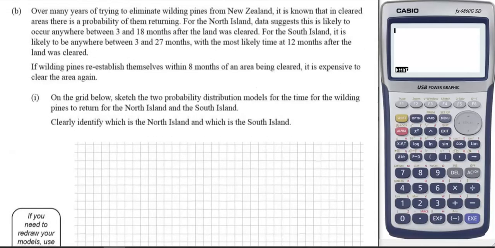Okay, so the important bits of information, right? North Island, it's likely to occur anywhere between 3 and 18 months. For the South Island, however, that's going to be anywhere between 3 and 27 months, and most likely at 12 months. So let's put that data onto the graph.